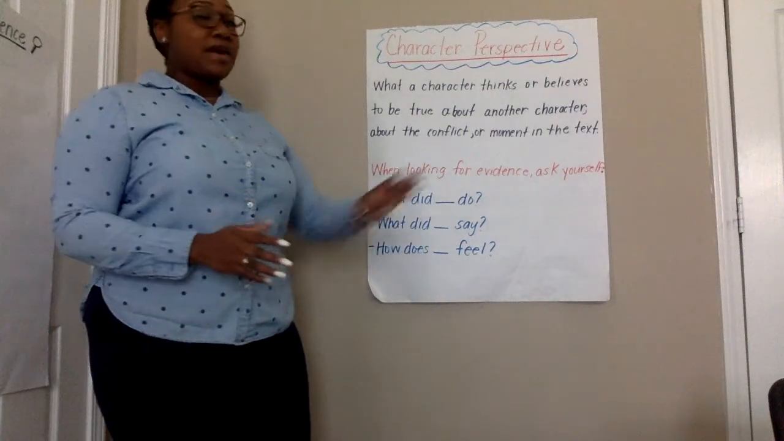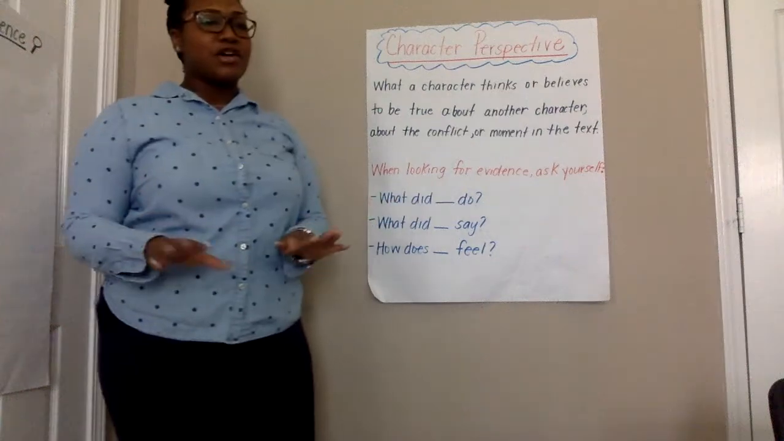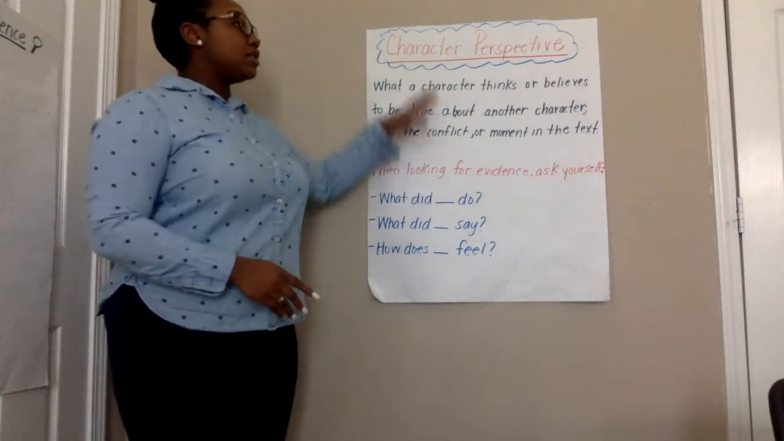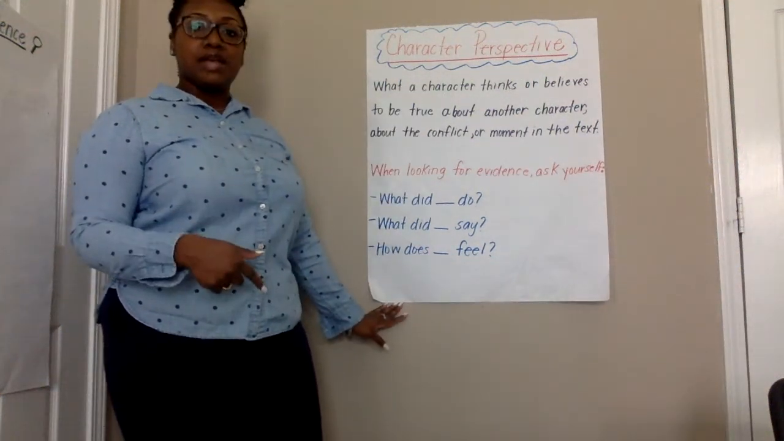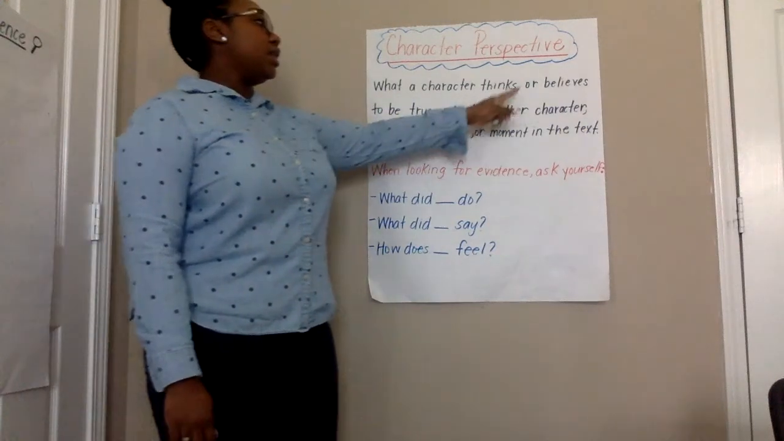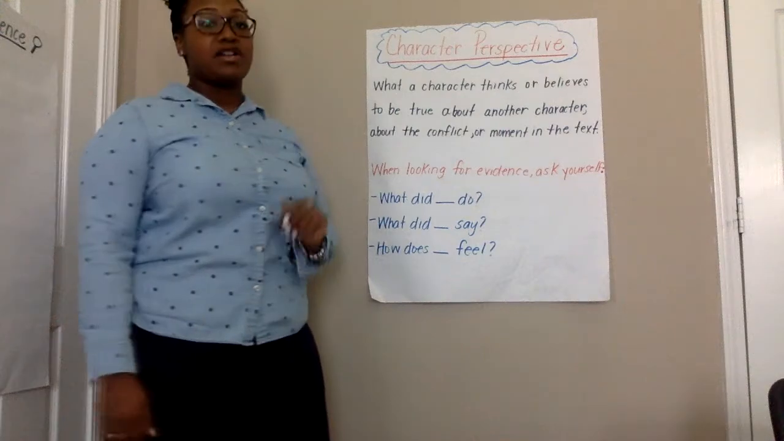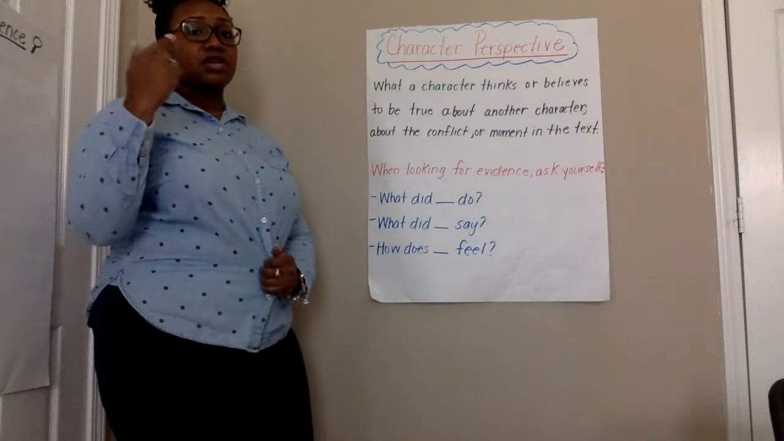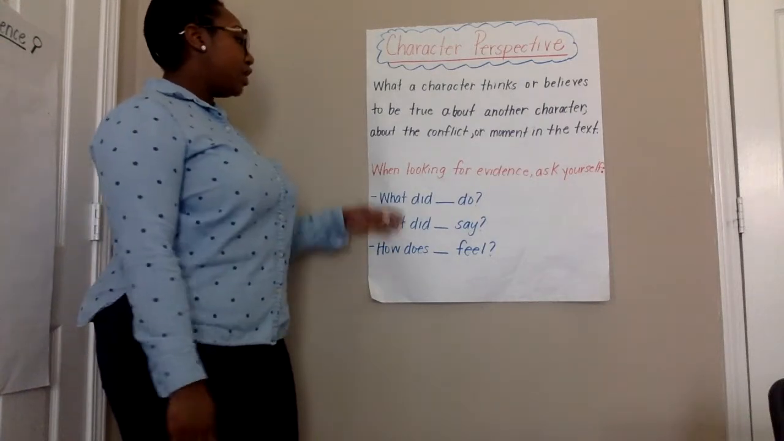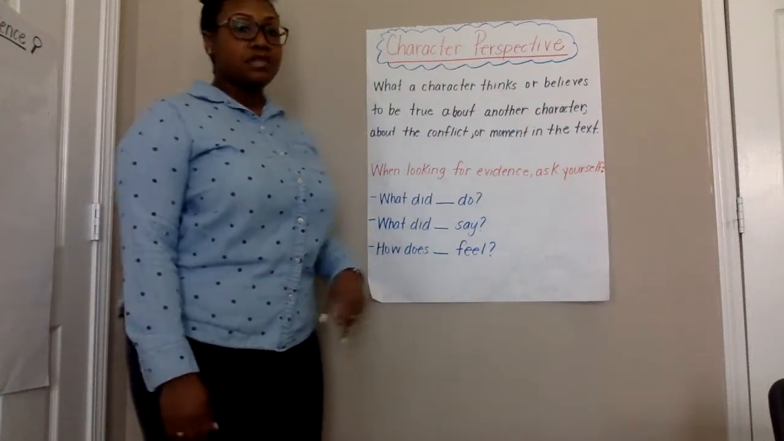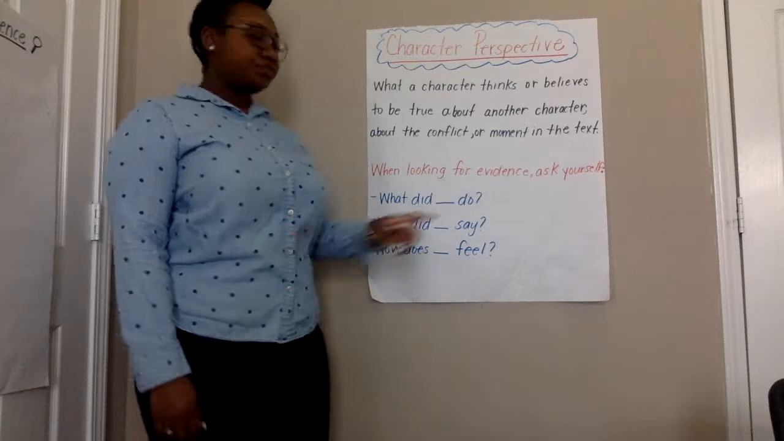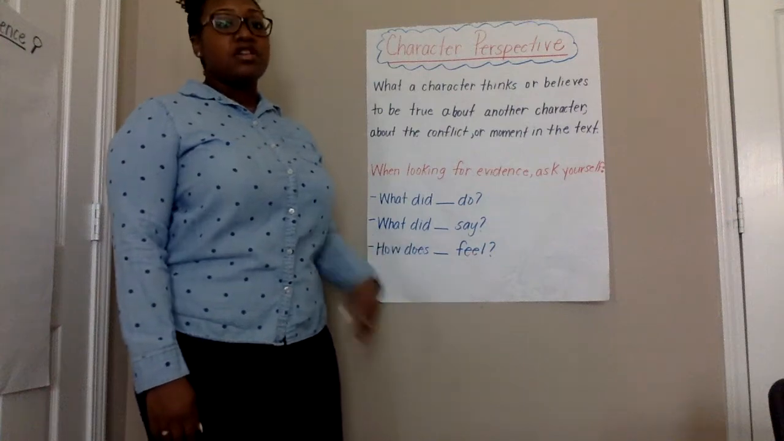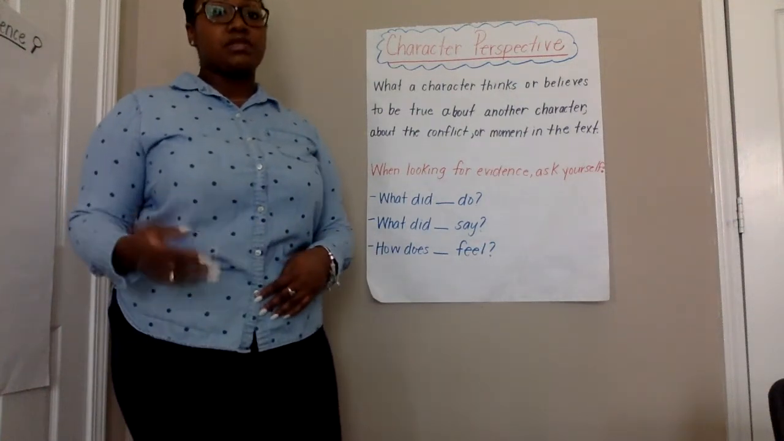Before we get started, we're going to talk about character perspective. Some of you already know what character perspective is, but I'm just going to go over it again. This will also be in the Seesaw post that you can see on the activity. Character perspective is what a character thinks or believes to be true about another character, about the conflict, or about a moment in the text. You're going to put yourself in the character's shoes. When you're looking for evidence, you need to ask yourself: What did the character do? What did the character say? And how does the character feel? You're going to think about those things as we're reading Charlotte's Web.